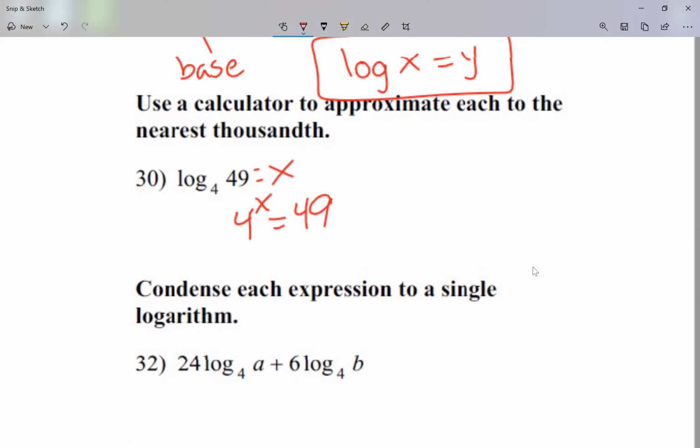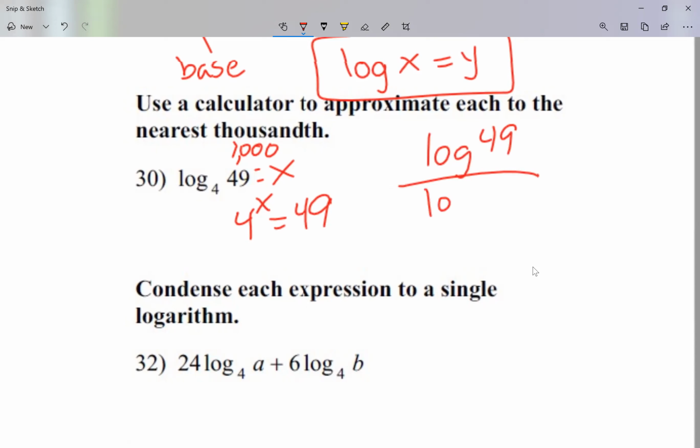Now when I read instructions, it says use a calculator to approximate each to the nearest thousandth. Now remember, thousandth sounds like 1,000. It's a number with 3 zeros. So thousandth means 3 decimal places. The way I'm going to figure this out, I'm going to use my calculator, and I'm just going to write log of 49 divided by log of 4.